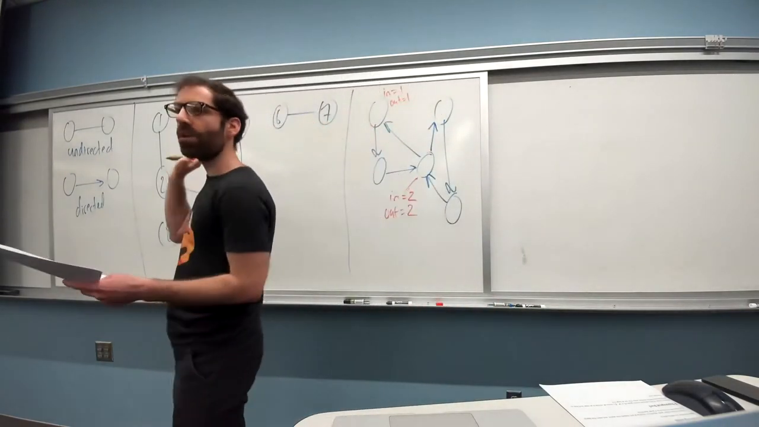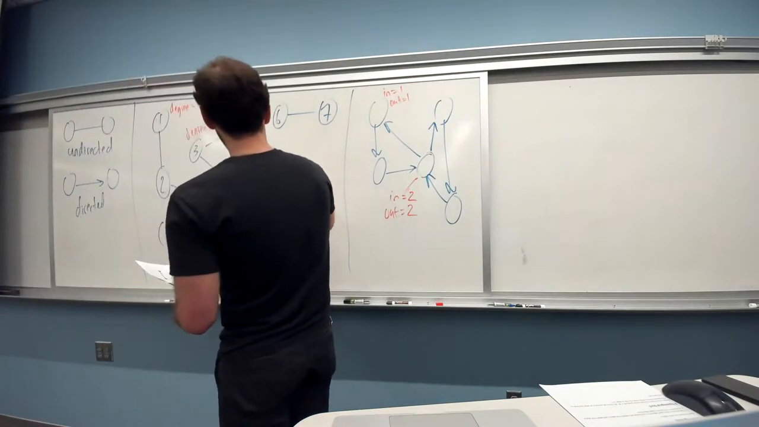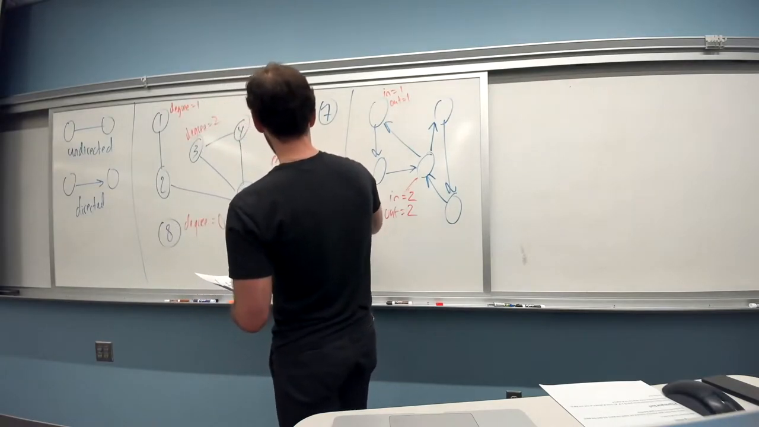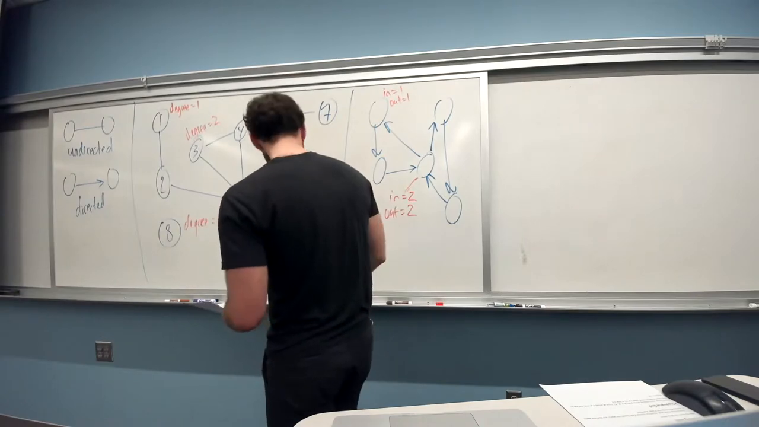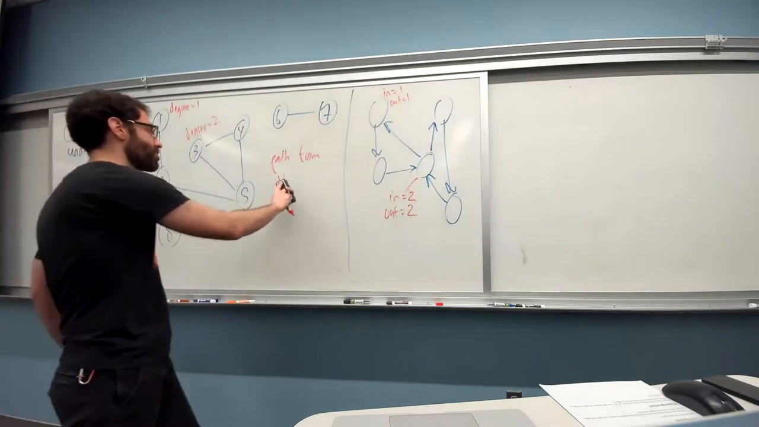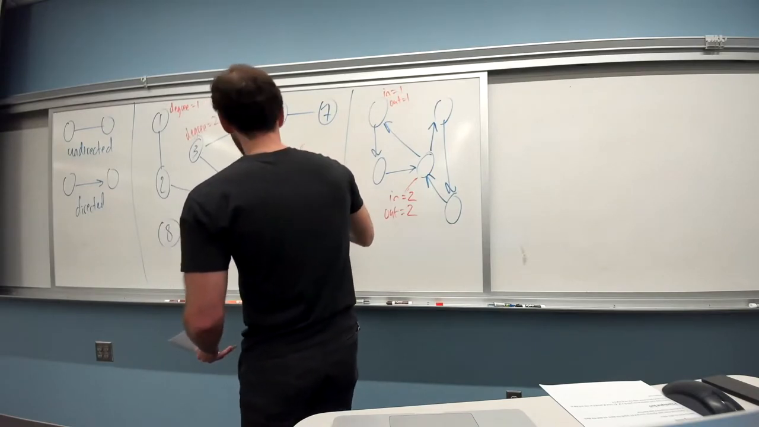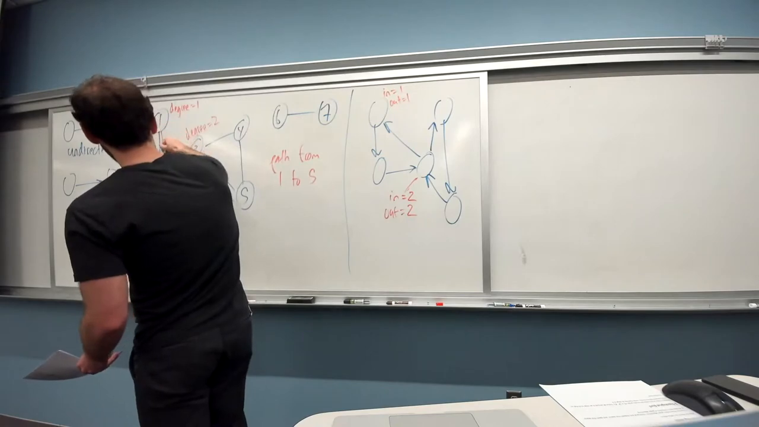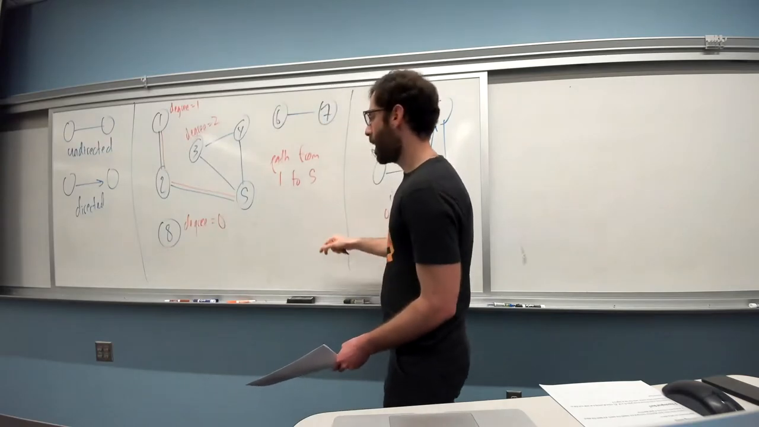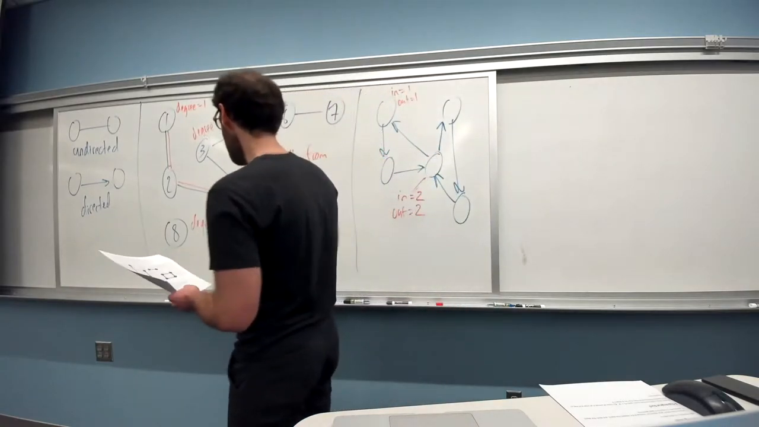Two terms that apply equally to directed and undirected graphs: we can talk about the path from one node to another. For example, if I wanted to show the path from 1 to 5, that would be here and then here. And so a path in general is a sequence of vertices.